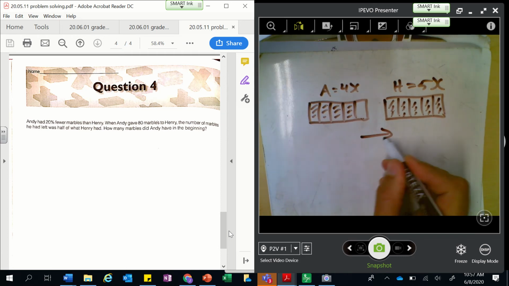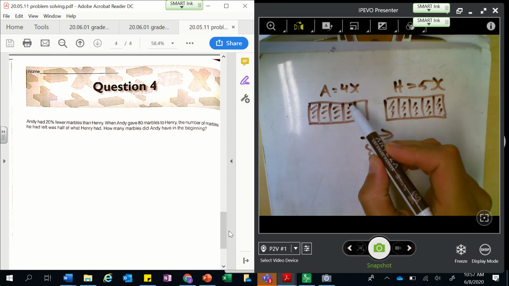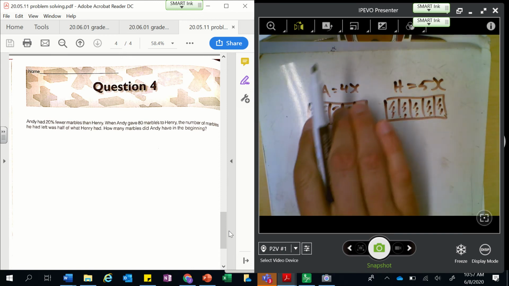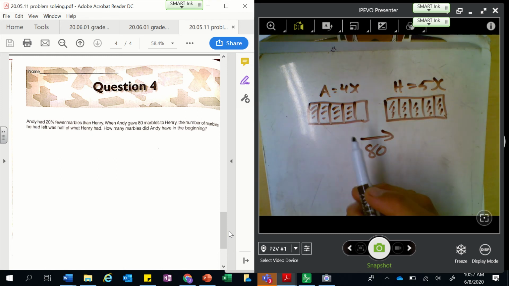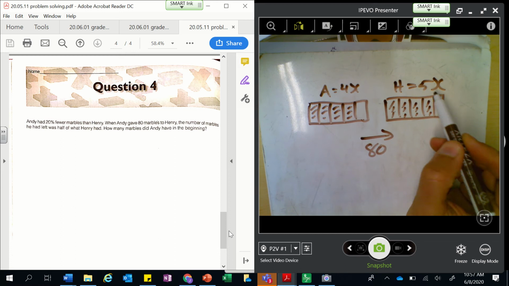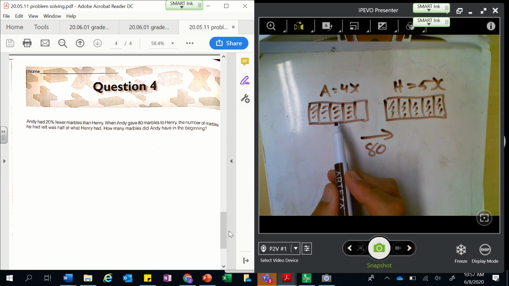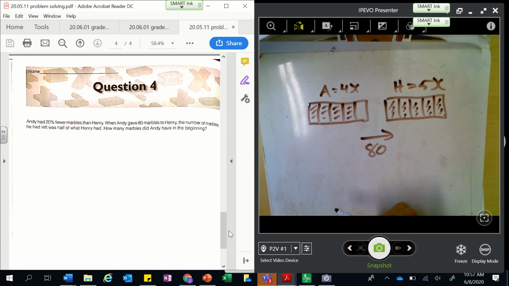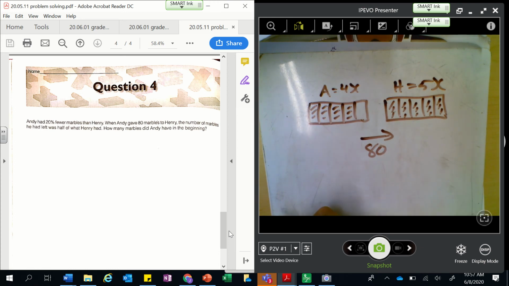But then Andy gives 80 beans or marbles over to Henry. And Henry now has 2 times as many. So first, let's go with block method, okay? He gives some over to here. So some of this goes this direction, and then he has twice as many. And if you look carefully, you notice if one of these blocks moved over here, Henry would have 6, and Andy would have 3. So Henry would have twice as many. So that means after 80 move, he now has 3x.